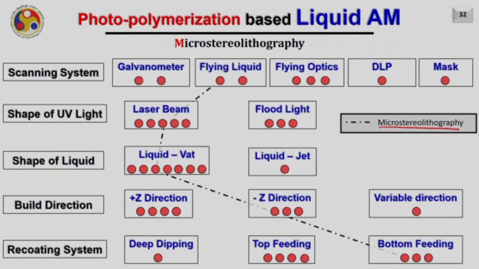The microstereolithography uses a liquid vat. A laser beam cures the liquid, builds the part in the -Z direction, and provides bottom feeding.